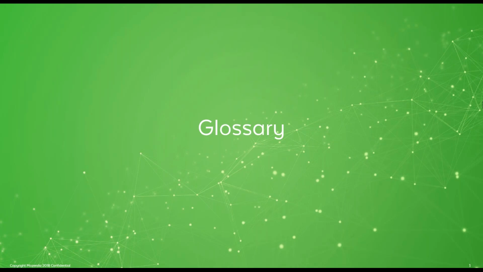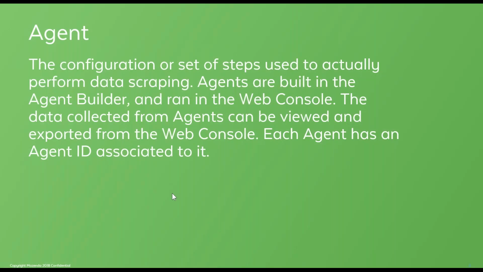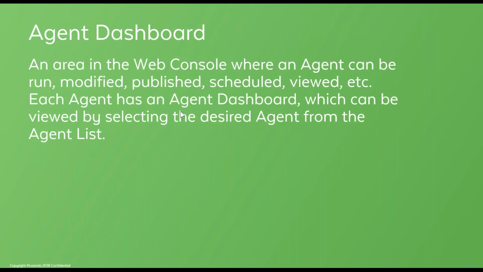All right, so we're going to get started with the glossary. So some of the most common terms of Mozenda are, first off, the word agent. For those of you already familiar with Mozenda, you'll know that we are a data extraction tool specifically via web scraping. So an agent is the actual configuration or set of steps that we use to actually perform the data scraping. So we're telling a process essentially of what fields to go capture, what actions to go do. The agent dashboard, which I'll show you in just a second, is the area in the web console where an agent can be run, modified, published, scheduled, viewed, etc.